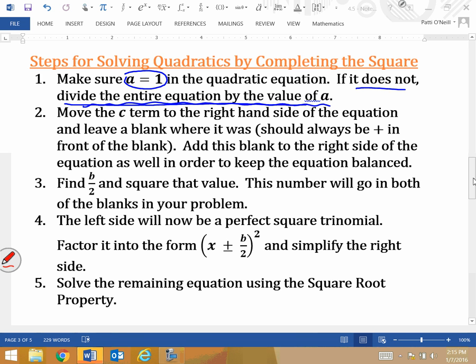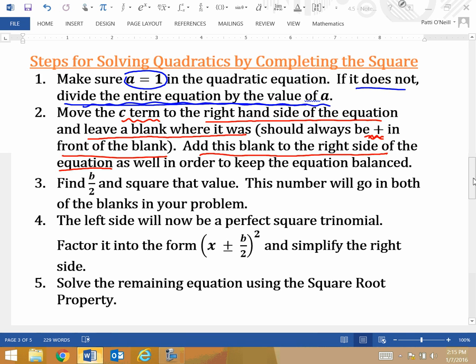We're going to move the c term to the right-hand side of the equation, and we're going to leave a blank where that c term originally was. We're always going to have a plus in front of the blank. This blank is also going to be added to the right-hand side of that equation so that we keep it balanced. So we're going to move the c term to the right-hand side of the equation and leave a blank where it was. Always have a plus sign in front of the blank, and then also add that blank to the other side of the equation in order to keep it balanced.